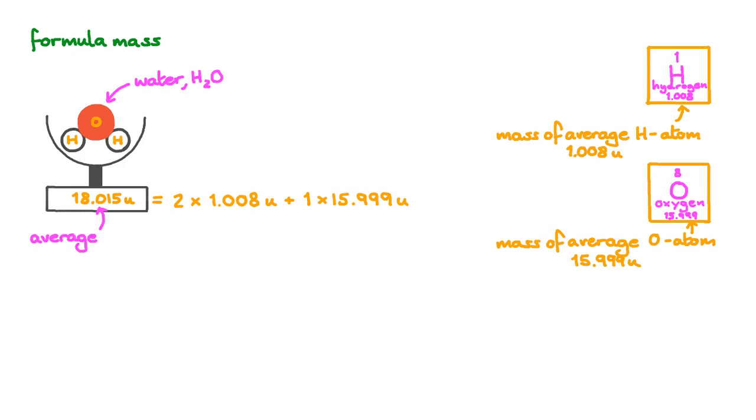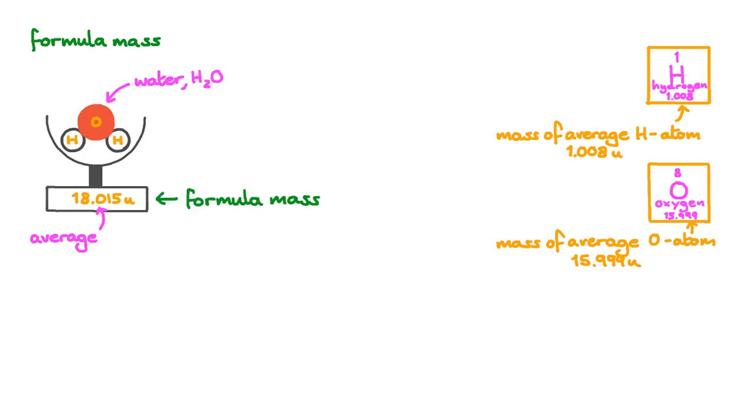Remember, this is an average for all water molecules. Some water molecules might be a little bit lighter because they're made of lighter isotopes of oxygen and hydrogen. And of course, some may be heavier. We're not trying to work out the actual mass of individual molecules, we're just working out averages so we can do calculations for the lab.